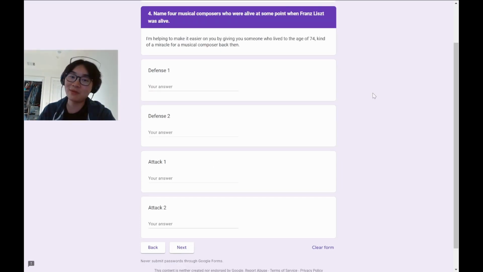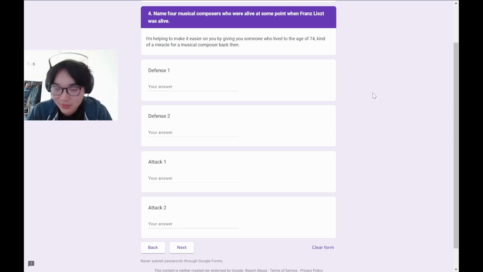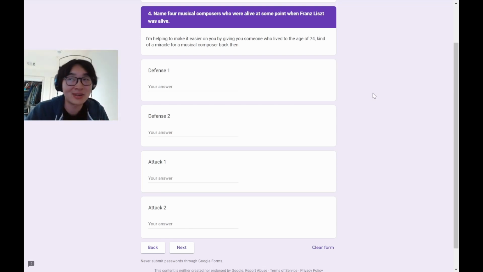Number 4 is to name 4 musical composers who were alive at some point when Franz Liszt was alive. Given that he lived to 74 and that the Romantic period is somewhere around that long, I feel like if I just guess Romantic composers, I'll probably get close. For number 1, I'm going to go with Chopin, because Liszt and Chopin had that bromance going on.